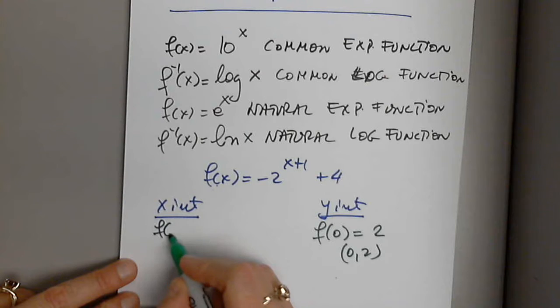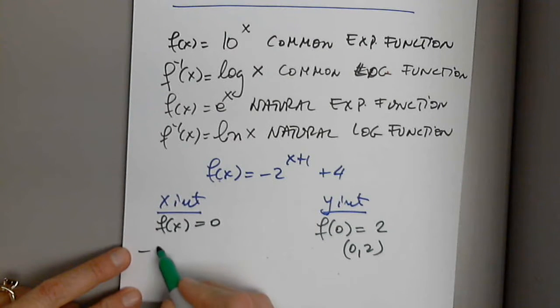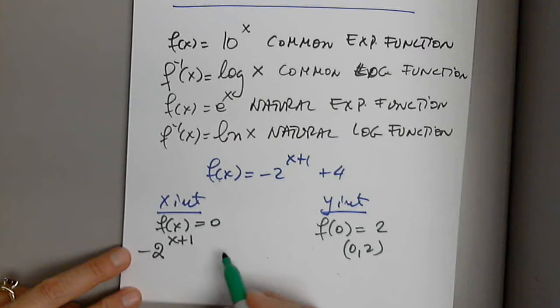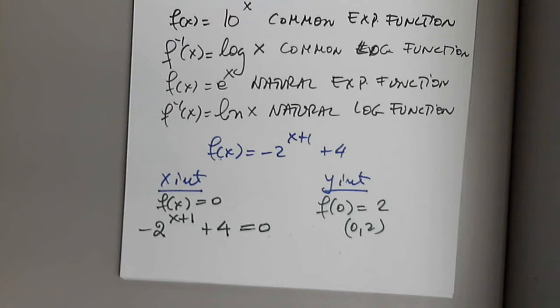So I have f(x) = 0: -2^(x+1) + 4 = 0. We have never seen this before. We've seen linear, quadratic, polynomial, quadratic in form, absolute value, radical, rational equations, and so on and so forth. We have never seen this before. What type of equation is this?